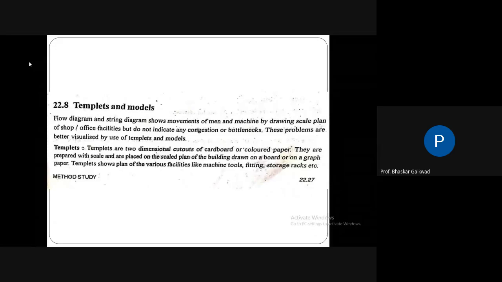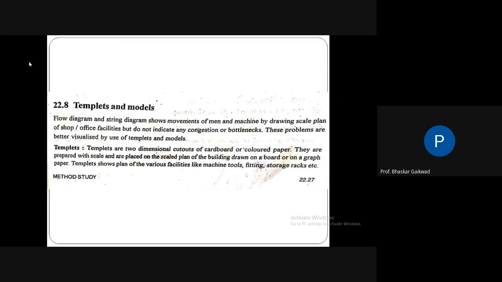Template shows plan of various facilities like machine tools, fitting, and storage racks. Here some example is given, but you can remember the slat of the sugar industry, maybe cane carriers or bagasse carrier. In order to manufacture this, we have to make the same thing for measurement purpose, not as a product. So this is the meaning of this.